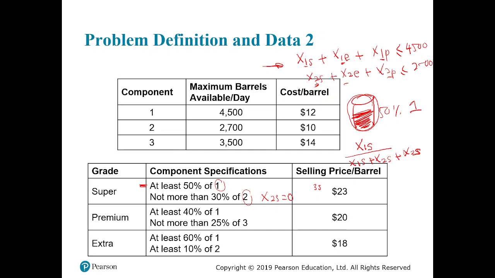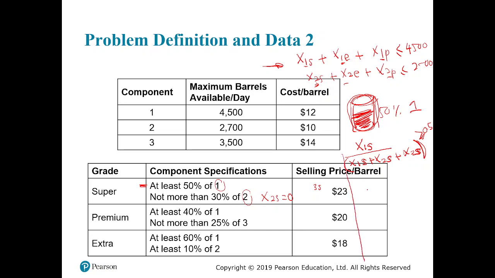You can see that all the variables that we have are referring to S only, because we are talking about the motor grade super. So the ratio of component 1 to the mix of all the components must be more than or equal to 0.5.